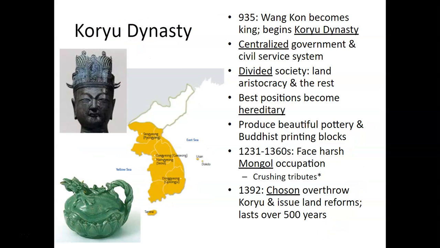All right, so perhaps the most important dynasty that we're going to talk about here in Korea is the Koryu Dynasty. The Koryu Dynasty comes to control pretty much the entirety of the Korean Peninsula and what we consider Korea today, with North and South Korea, as you can see there on the map. Now, Won Khan is the one that begins the Koryu Dynasty.